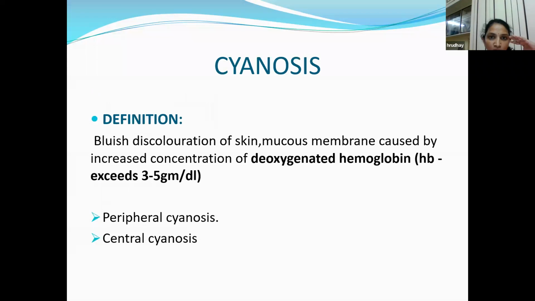So cyanosis, what is cyanosis? The bluish discoloration of skin and mucous membrane caused by an increased concentration of deoxygenated hemoglobin. That is, when deoxygenated hemoglobin exceeds 3 to 5 gram per dl, then we can see the bluish discoloration of skin and mucous membrane. We know there are two types of cyanosis, peripheral cyanosis and central cyanosis. Mainly we talk about central cyanosis.